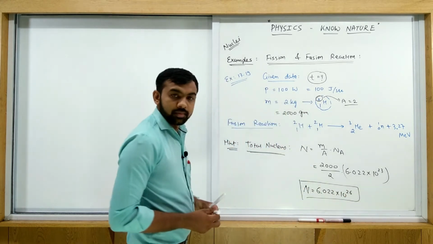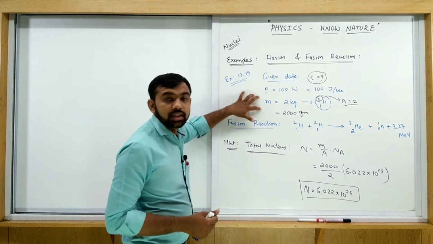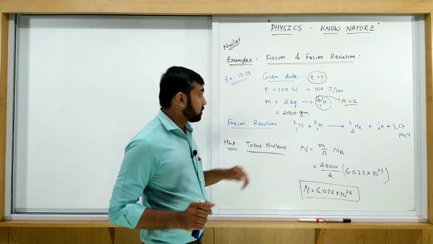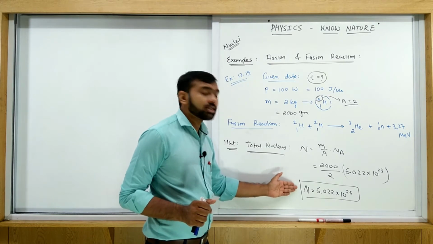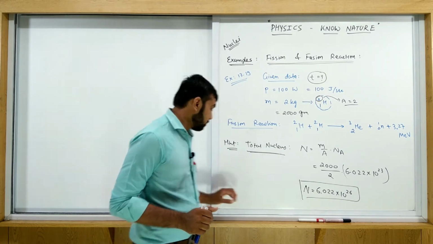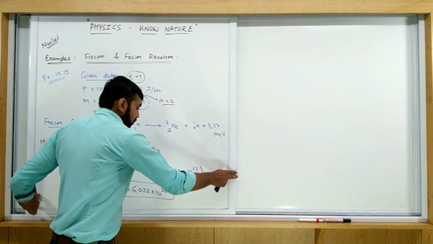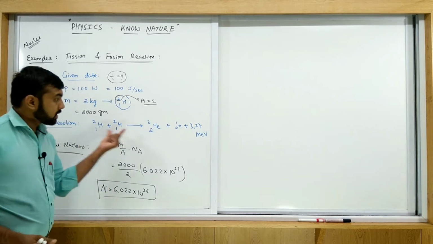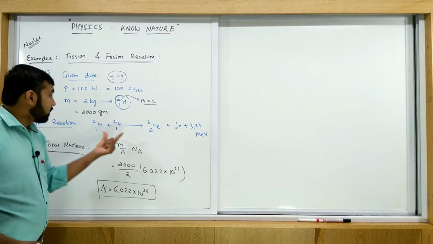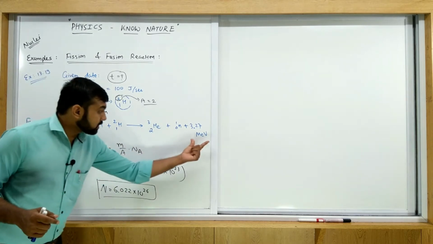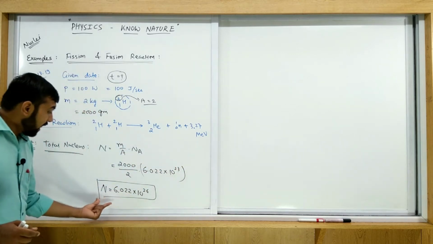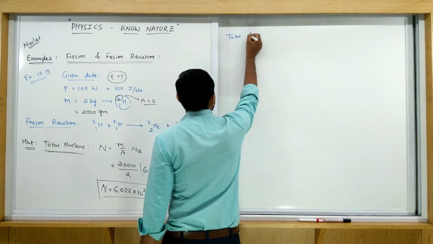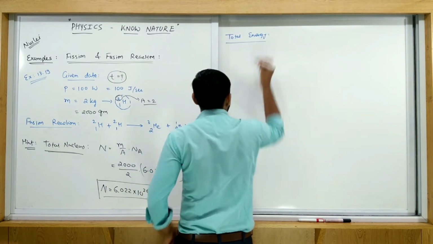This much nuclei are already present in 2 kg mass of this deuterium, but we are finding out the time. So first count how much energy is released by this process. If you have this many nuclei, by 2 deuterium, how much energy is released? 3.27. So by N deuterium, what is the energy? So let's find the total energy.